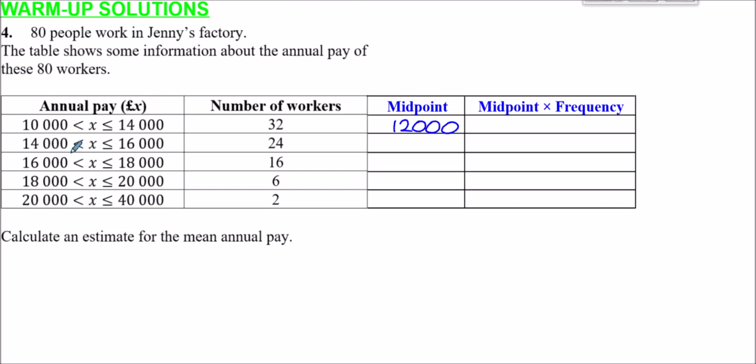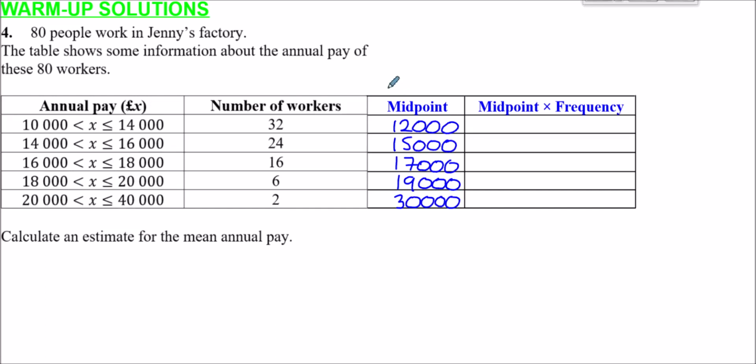So we go down similarly here. So 14,000 to 16,000, for midpoints of those, that's going to be 15,000. Between 16 and 18, the midpoint of those is going to be 17,000. 18 and 20, midpoint's 19,000. And the last one, a much wider class width, from 20 to 40, add them together you get 60, divide by 2, you should find the midpoint there is 30,000.